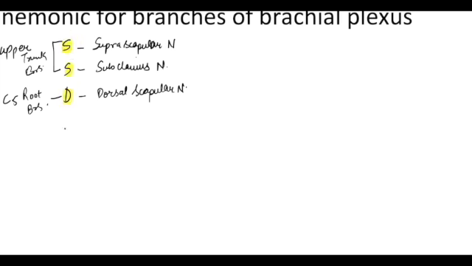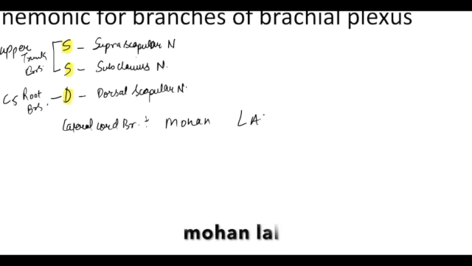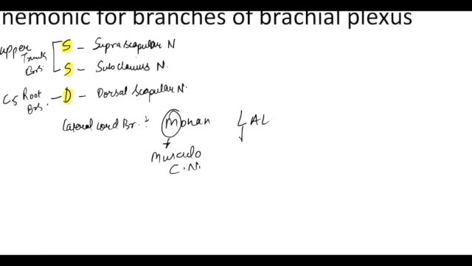The next one is for branches from lateral cord. The mnemonic is Mohanlal. M indicates musculocutaneous nerve, L indicates lateral pectoral nerve, and the other L indicates lateral branch of median nerve.